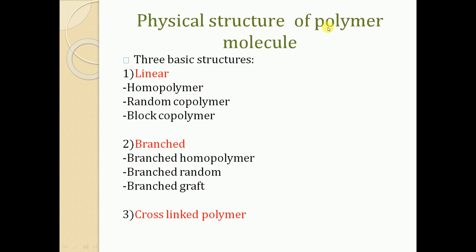Physical structure of polymer molecules. Basically it has three structures: linear, branched and cross-linked polymers. In linear you have homopolymer, random copolymer, and block copolymer. In the branched you have branched homopolymer, branched random, and branched graft, and the third one is the cross-linked polymer.